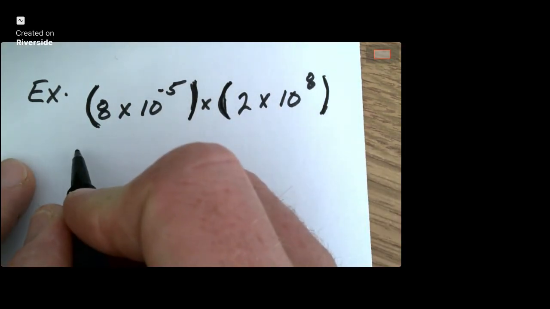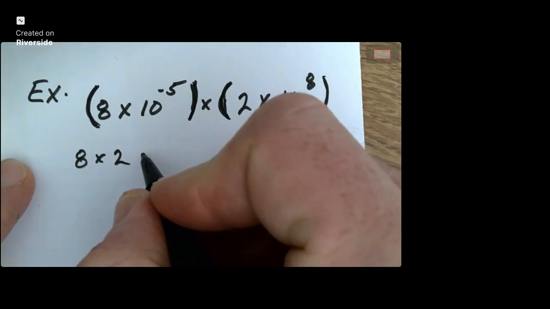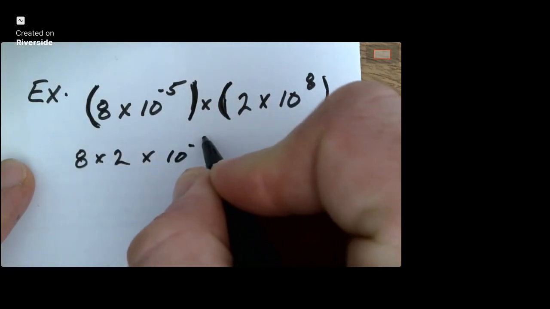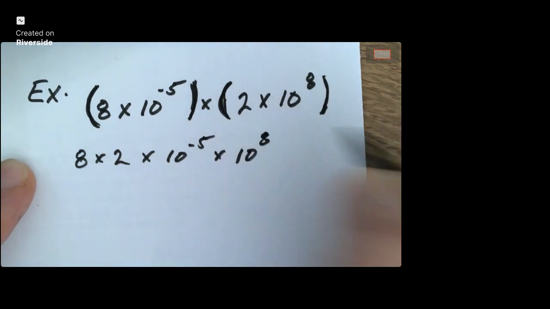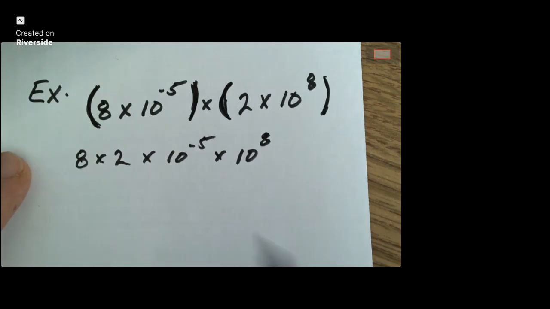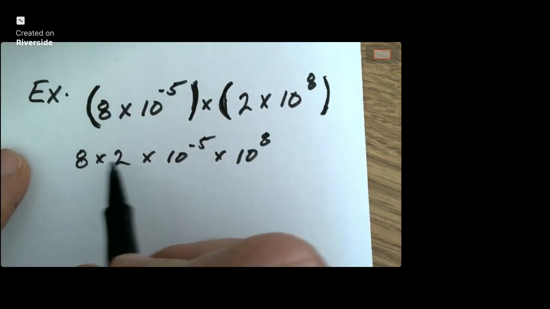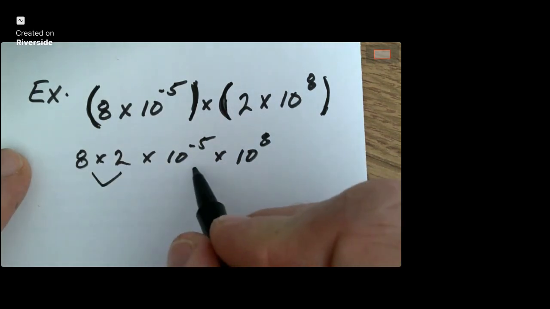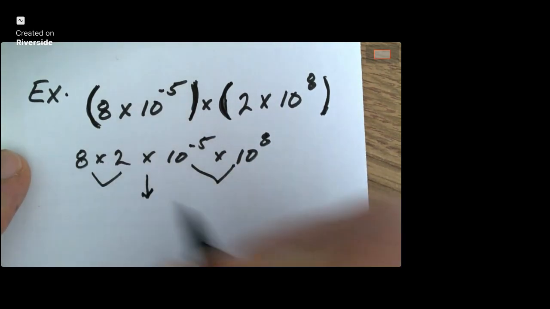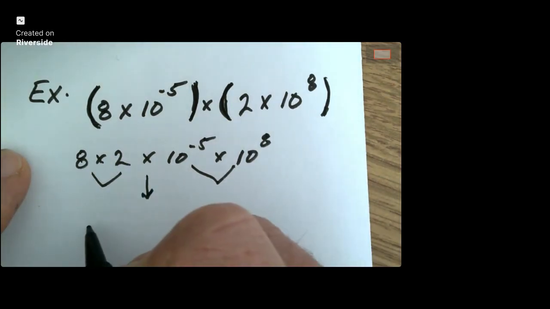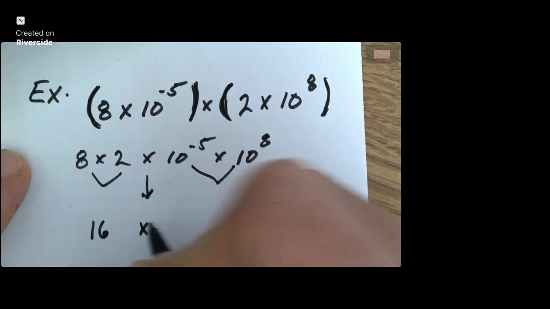Let's take our 8 times 2 first. And then we'll put our times 10 to the negative fifth times 10 to the eighth at the end. So if we look at it this way, we can use the commutative property here, and we can rearrange these. We can take our 8 times 2, and then we can use our product of powers property here. And then we'll just carry down that we still got that times sign. So let's go ahead and take our 8 times 2, and that gives us 16. That's pretty easy. And then we won't use this times sign yet. We'll just bring it down.